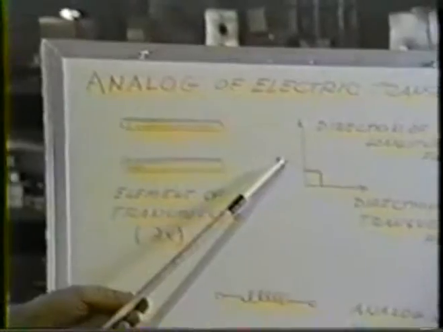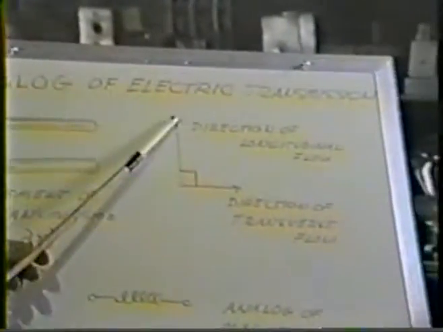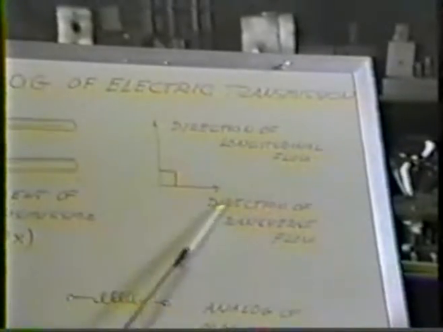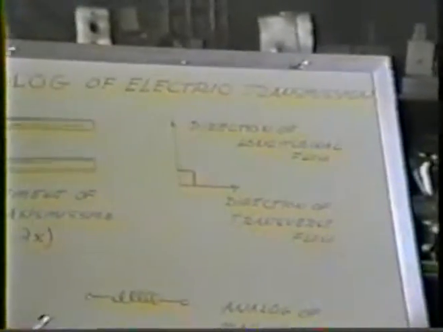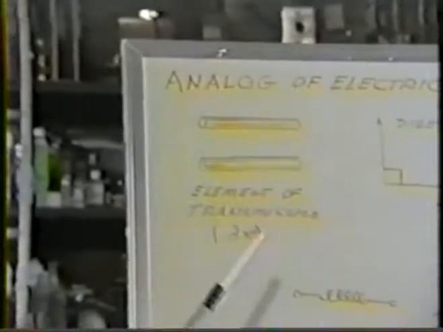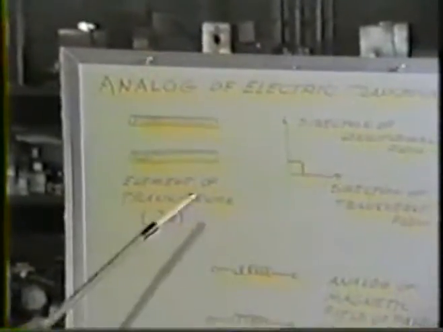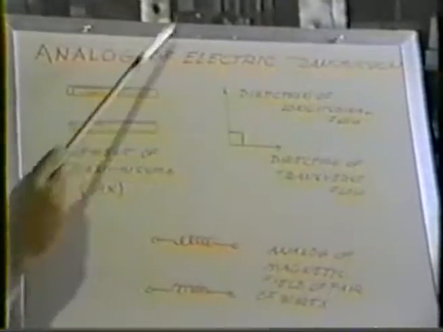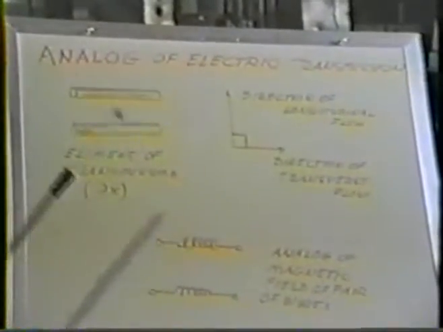The direction of longitudinal flow in this element will be in this direction, and the direction of transverse flow of this element will be in this direction, and we can see these two flows occur at right angles to each other. And in the case of the Tesla extra coil, they'll perform a complex addition, and we'll end up with a spiraling wave going up around the coil.